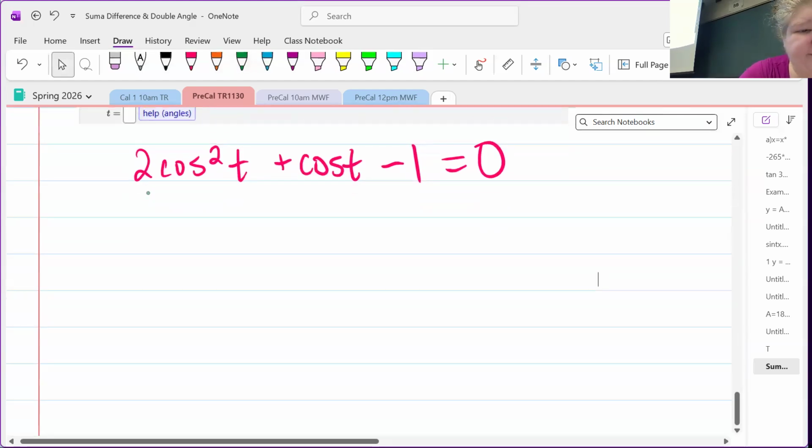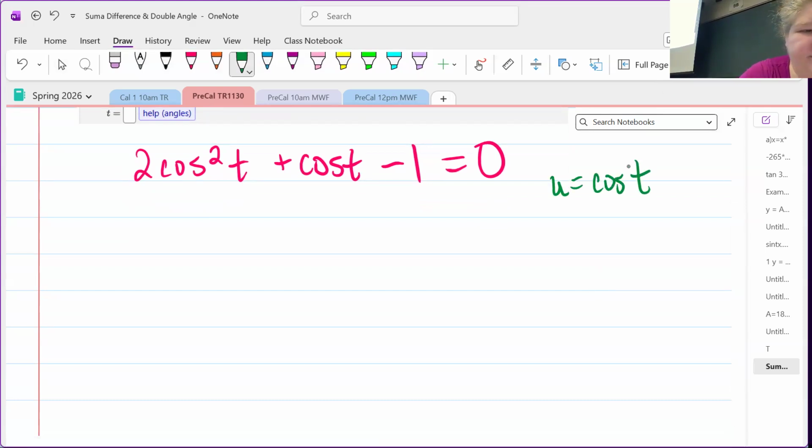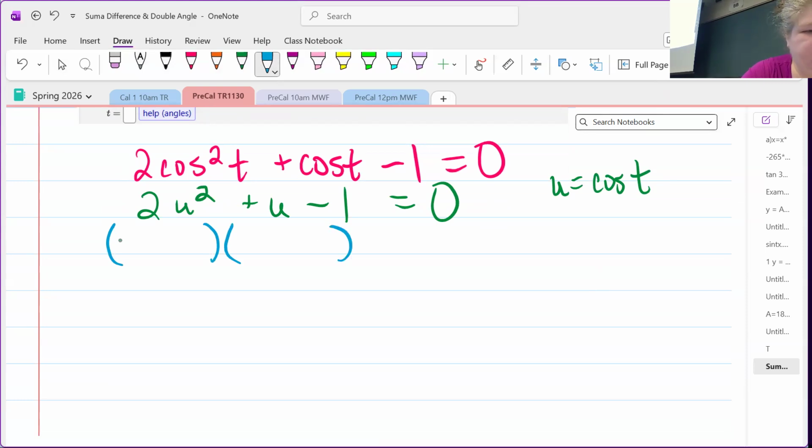I'm going to factor it, but I'm going to do my u substitution. So we have 2u squared plus u minus 1 equals 0. And there's really not a lot of choices here. 2u and u, 1 and 1. And then one of these has to be positive and one has to be negative. I want the outer one to be positive and the inner one to be negative. So the outer pair, 2u times u, is positive, and then 1 times u is negative. So that way they add to a positive u.